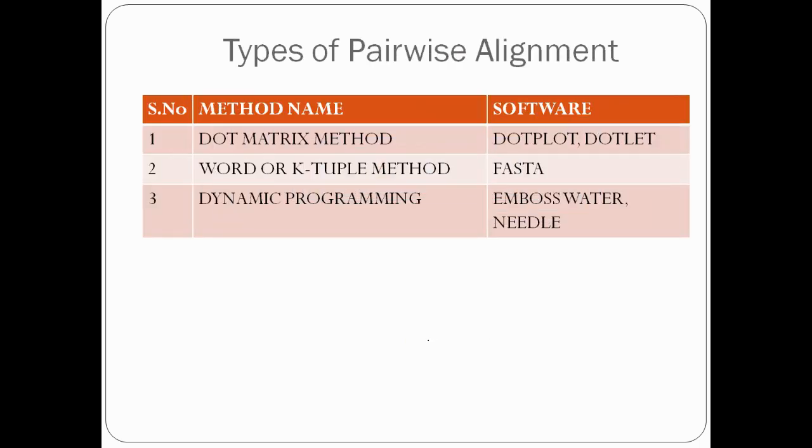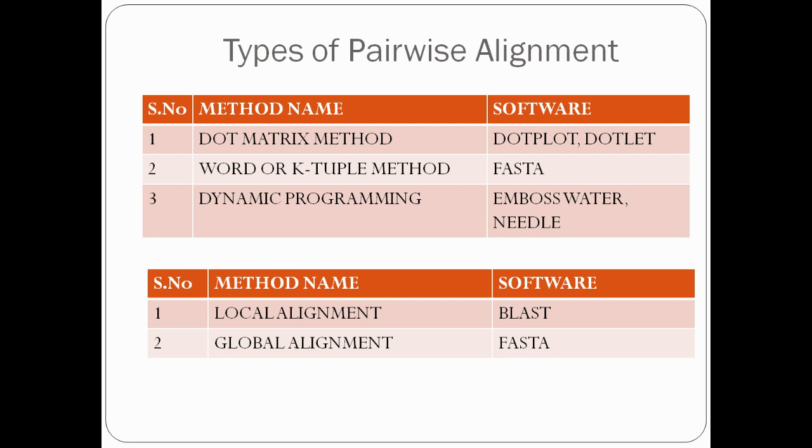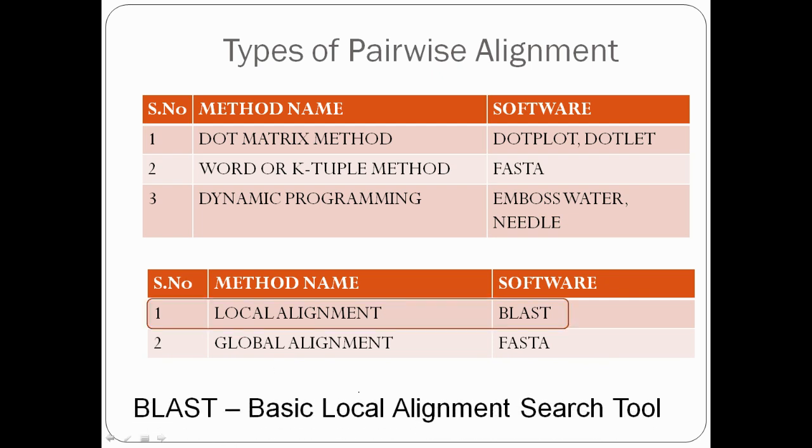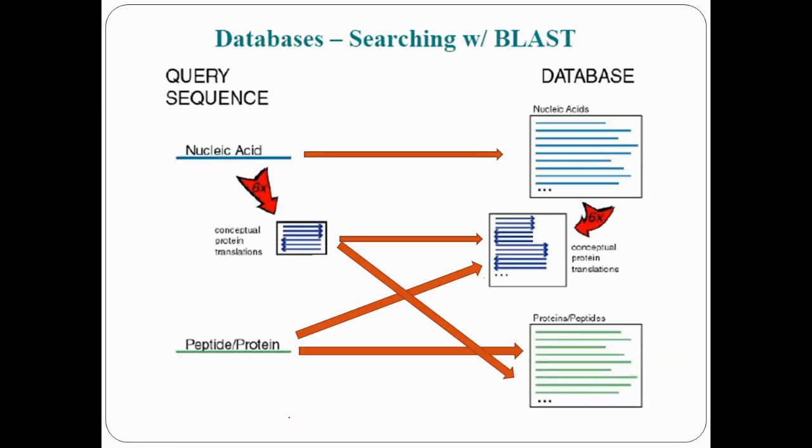So types of pairwise sequence alignment we can classify as dot matrix method, FASTA or K-tuple method, and dynamic programming method. So these are the corresponding software for pairwise sequence alignment. Also, we can classify it as local or global alignment. So BLAST comes under local alignment, and if you see the expansion of BLAST, it is basic local alignment search tool. So these tools are present in almost all the public domain databases.